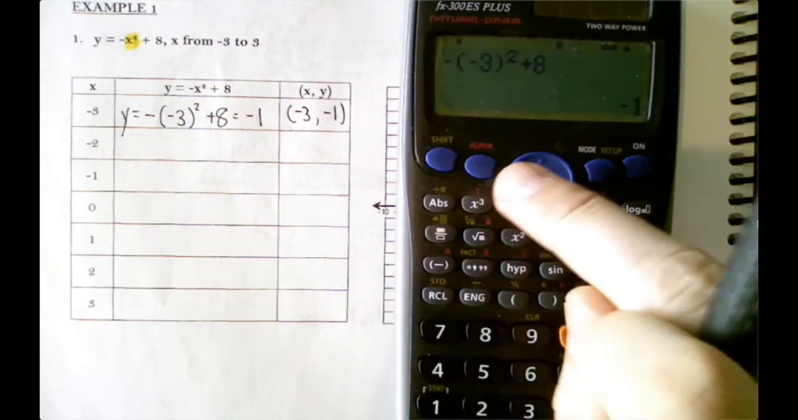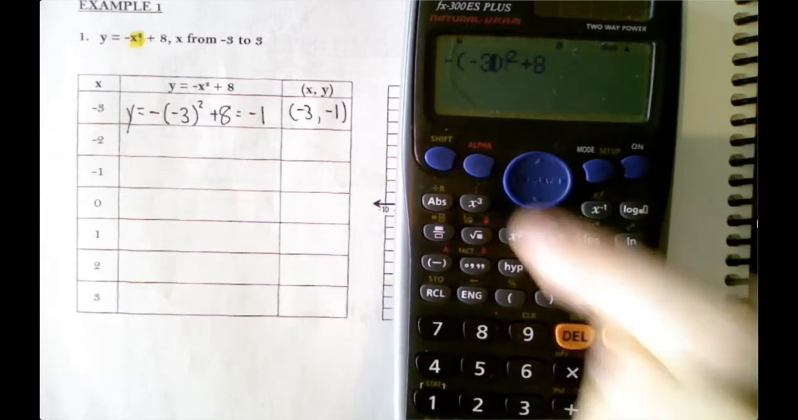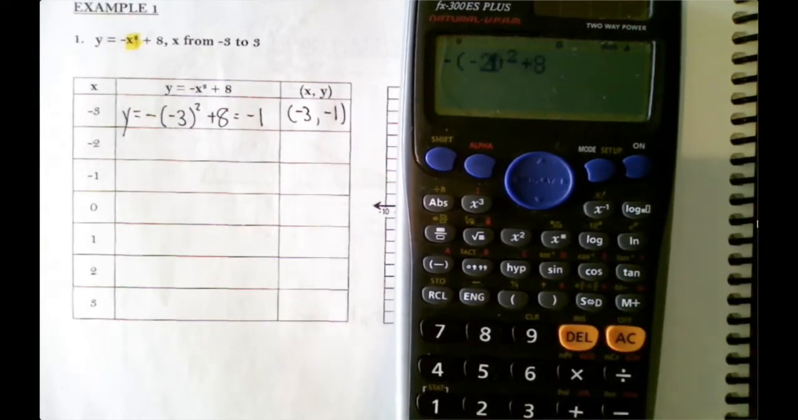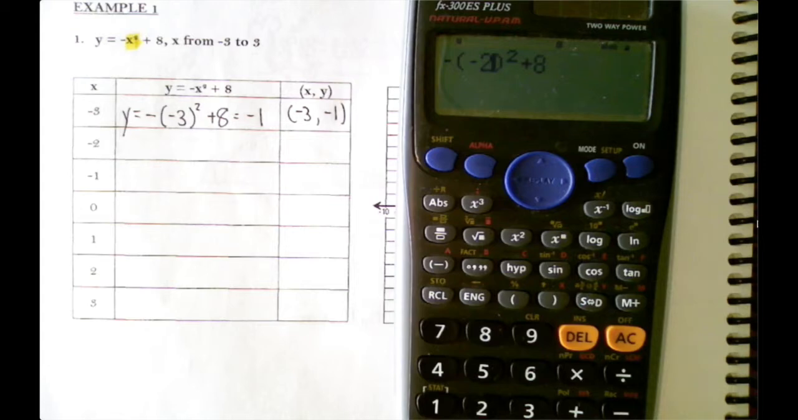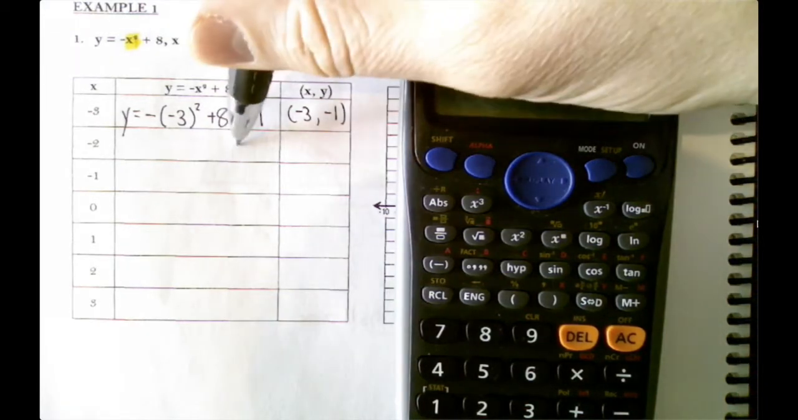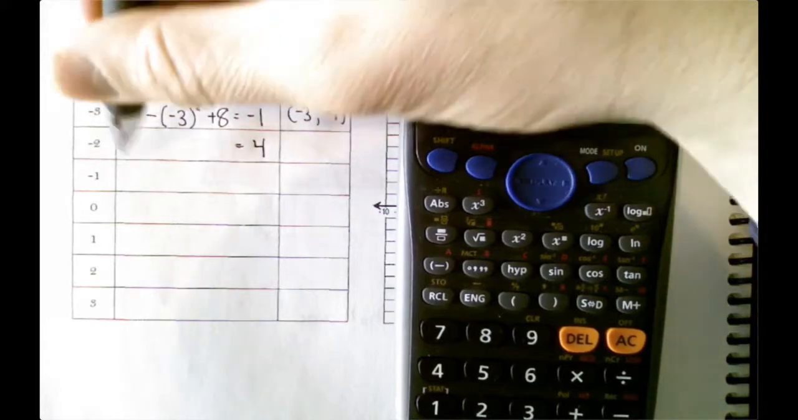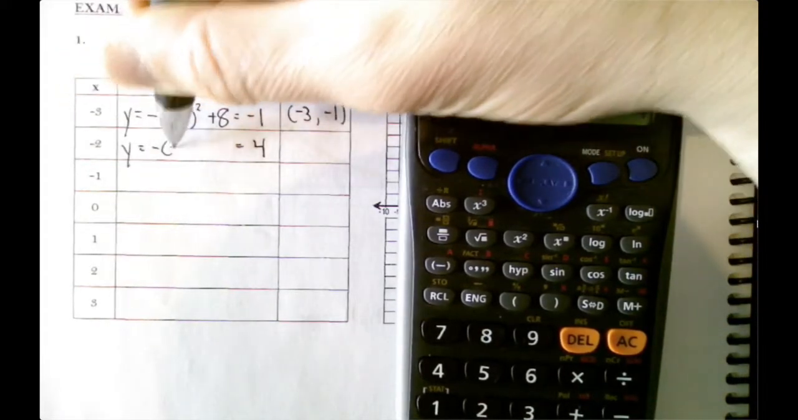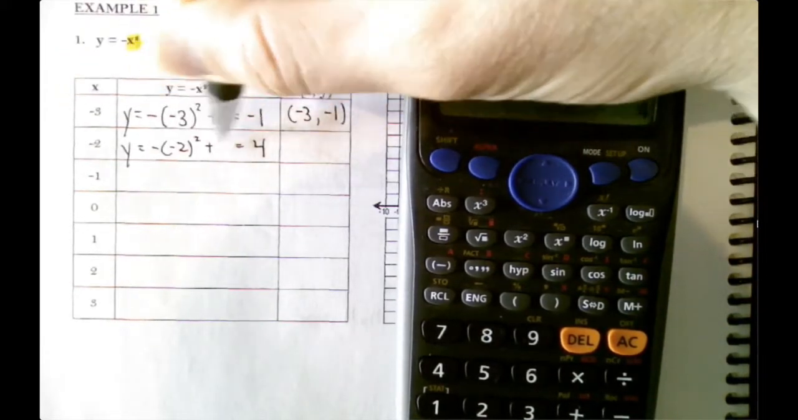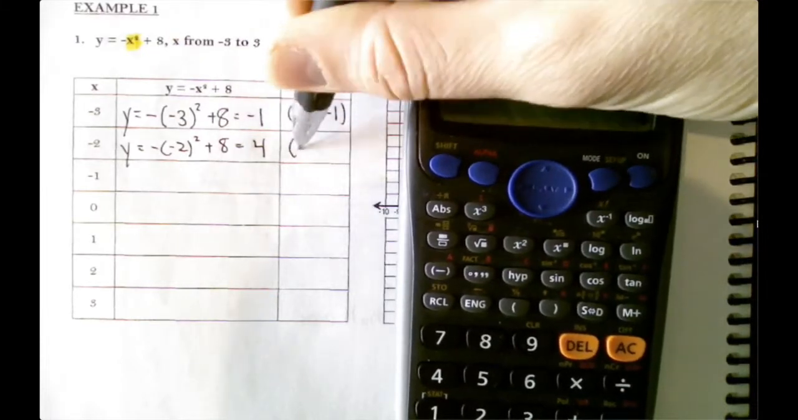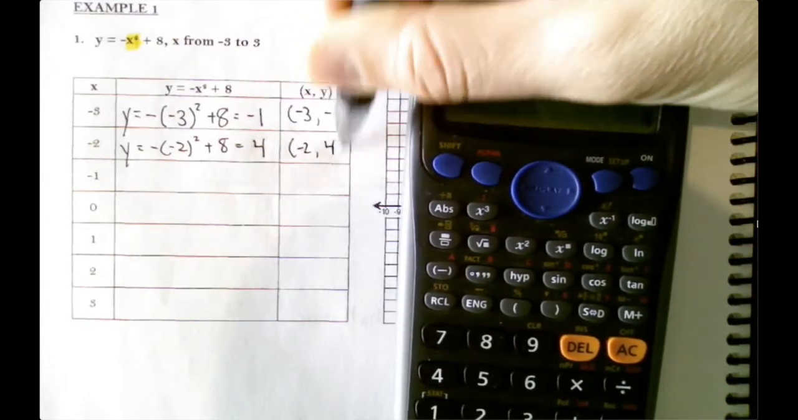And we do the same thing with negative 2. What I'm going to do is I'm just going to go back here. I'm going to delete the 3 and make it a 2. And I have the exact same equation. I'll have to type the whole thing in again. 4. And that was negative 2 squared plus 8. We got 4. So negative 2, 4.